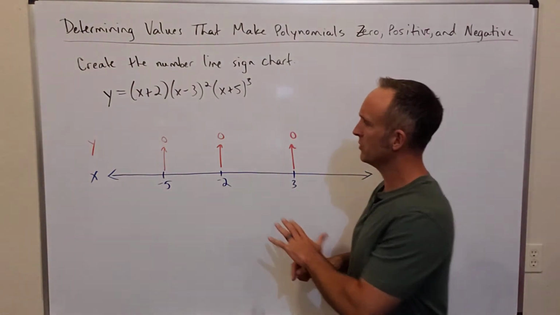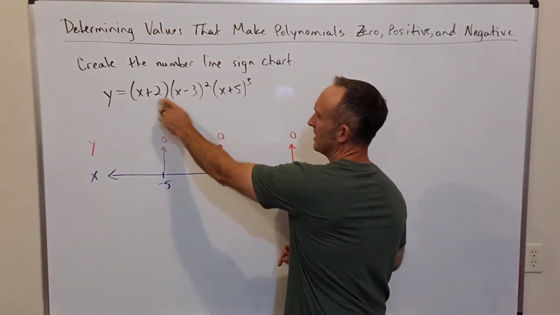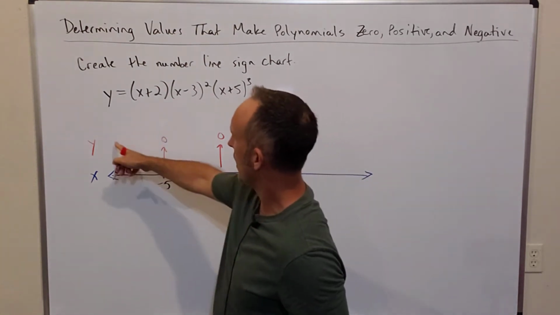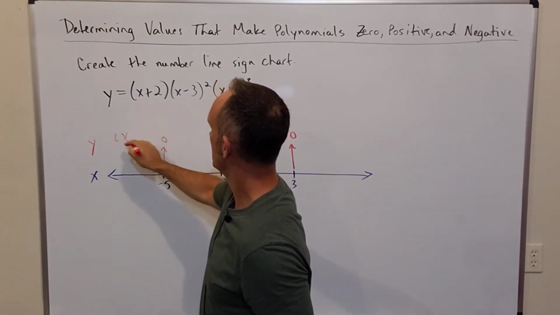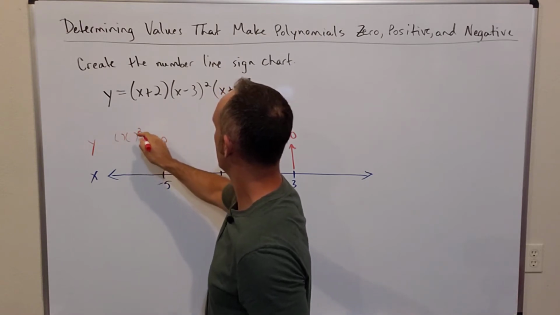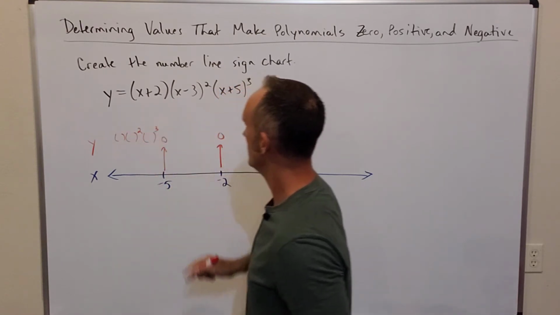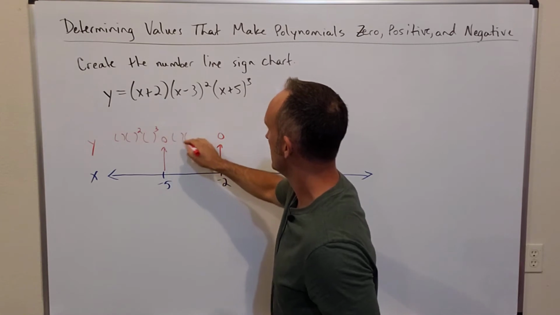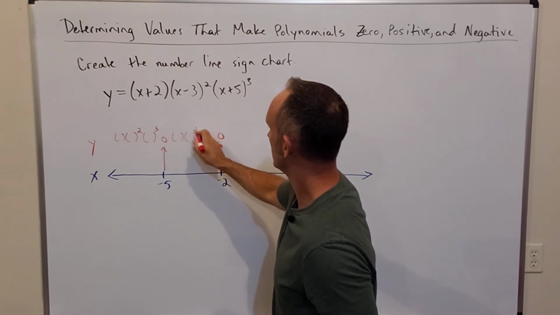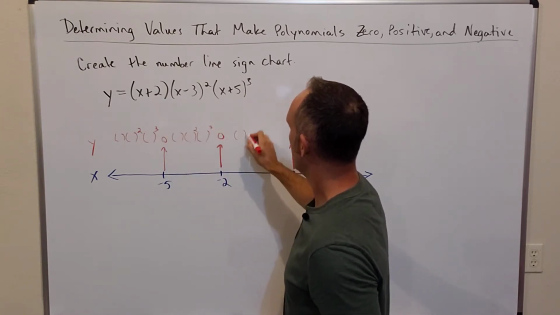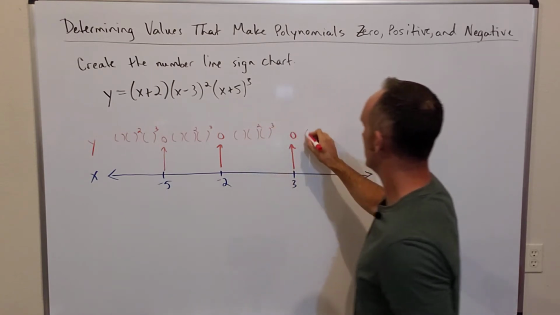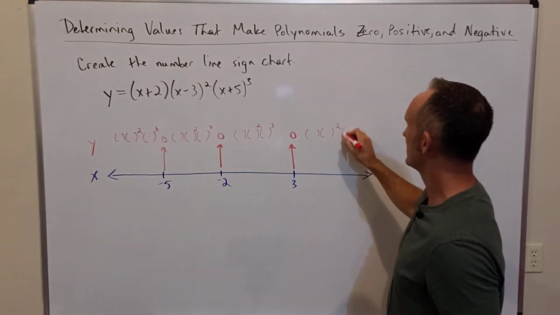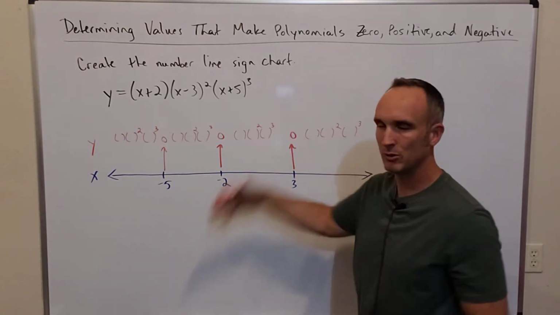So what we're going to do is we're going to kind of track the y values by setting up this structure, right? So the y values here are calculated as x plus 2 times x minus 3 squared times x plus 5 cubed. And we're going to set up that structure in each of these intervals. And this is kind of the slow way to do this, but I want to make sure you understand what we're doing. And then we'll come back and we'll do this exact example quicker, and then we'll do several other examples as well.